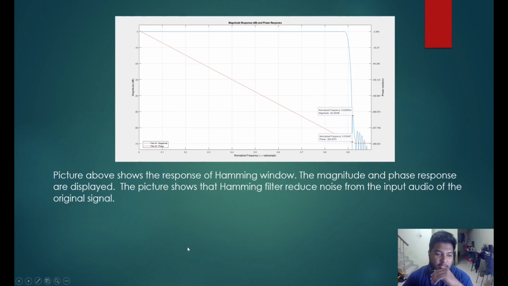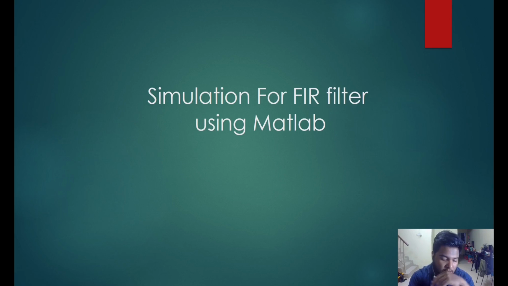Next, this picture shows the response of the Hamming window. The magnitude and phase response are displayed in this picture, and the picture shows that the Hamming filter reduces noise from the input audio of the original signal. Next, I'm going to show you the simulation.